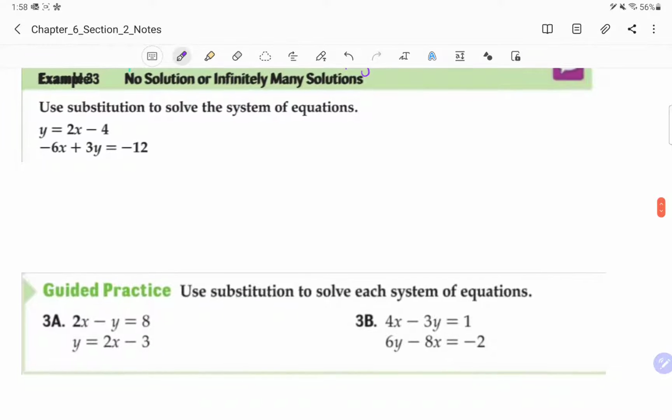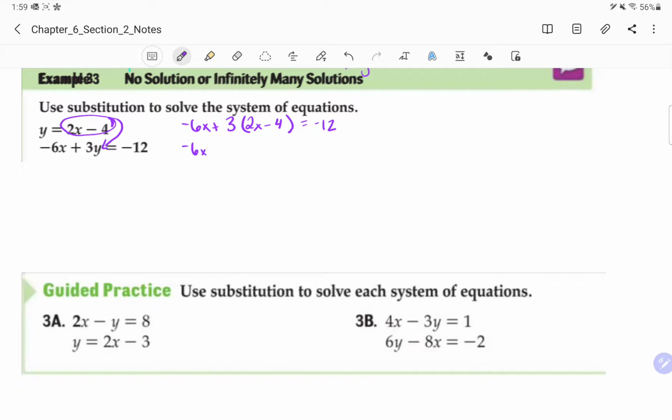Now if you look at example 3, we haven't forgotten about the options where we have no solution or infinite solution. Those will still happen, and you can still tell when those happen when you're solving for these using substitution, okay? And we'll show you how. So if you get y is equal to 2x minus 4, it's already solved for y, so I'm just going to take that in, and I'm going to plug it in and substitute and solve, just like I was before, okay? So I'm going to get negative 6x plus 3 times 2x minus 4, which is equal to negative 12.